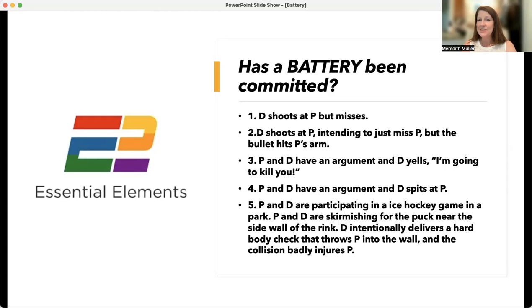Yes, it badly injures the plaintiff, but we might have a defense here because they're hockey players and they're voluntarily engaged in a hockey game. So it's arguable that our plaintiff consented to this contact, to this harmful or offensive contact. So that is how you analyze it.